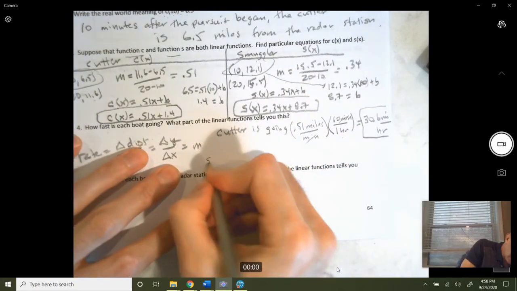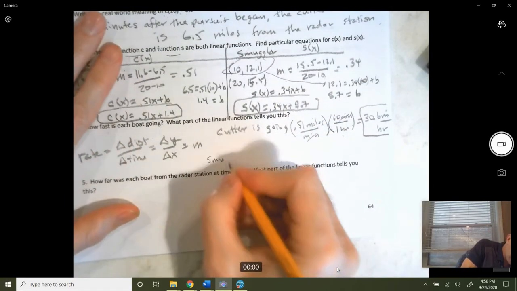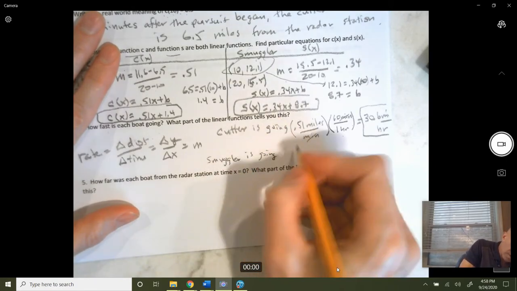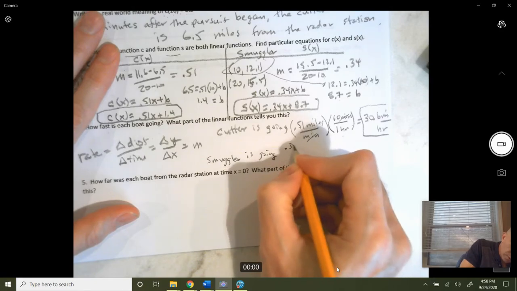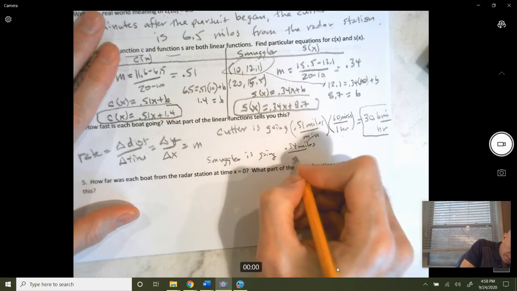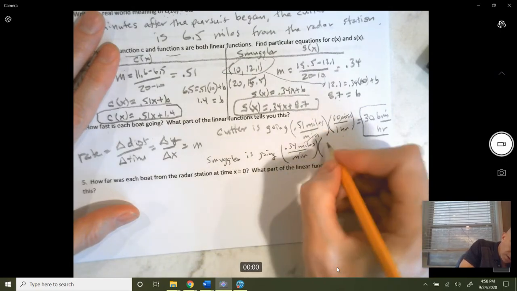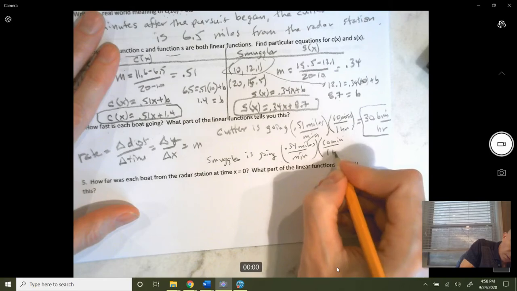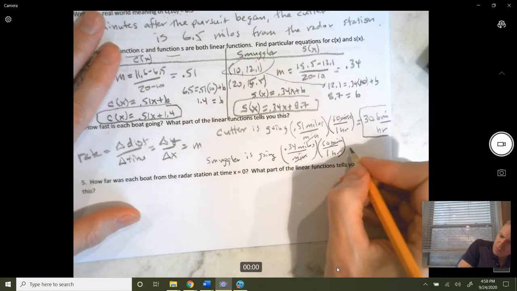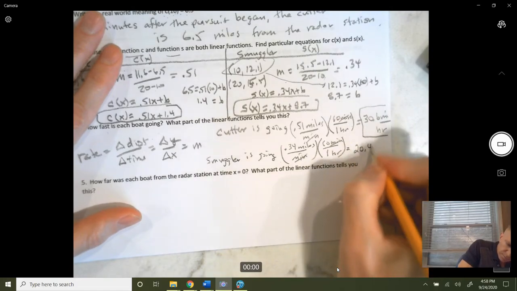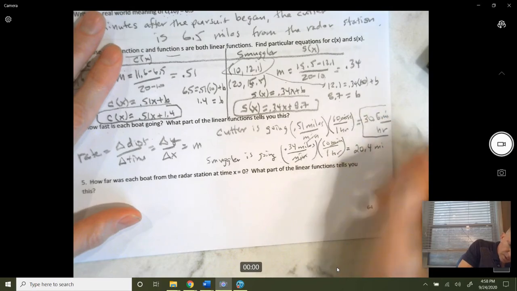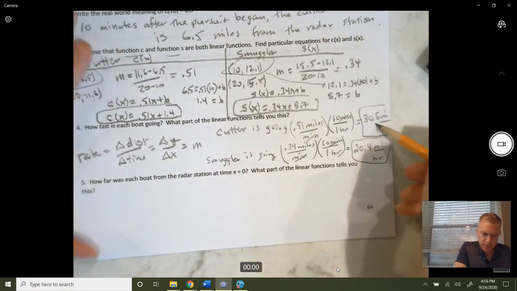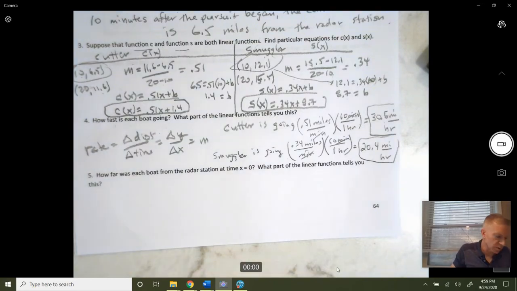Okay. And the smuggler, the slope of the smuggler was 0.34 miles per minute. Let's convert that to miles per hour. So 60 minutes. I want the minutes to cancel. Put minutes on top. 1 hour. So that comes out to 20.4 miles per hour. Okay. So it looks like the cutter has a chance to catch up. It's a matter of time as long as they don't run out of water space.